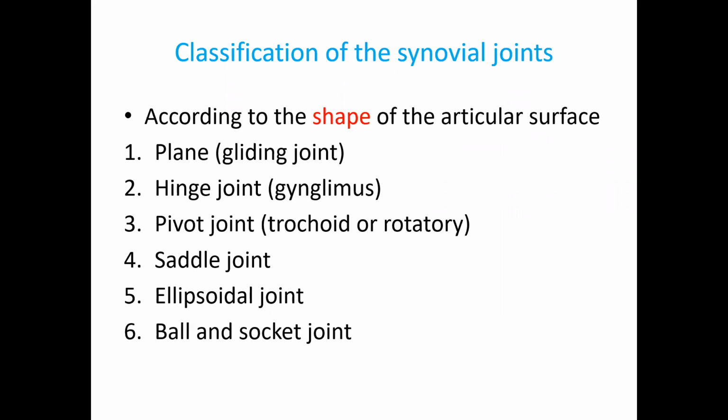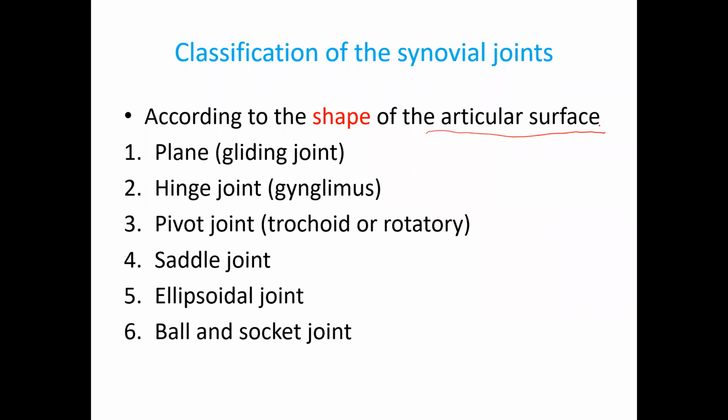But now we are talking about classification of the particular synovial joints, and we are doing that according to the shape of the articular surface. If you look at different joints, they have different shapes. The simplest possible things are the plane joints, or what we call the gliding joints.